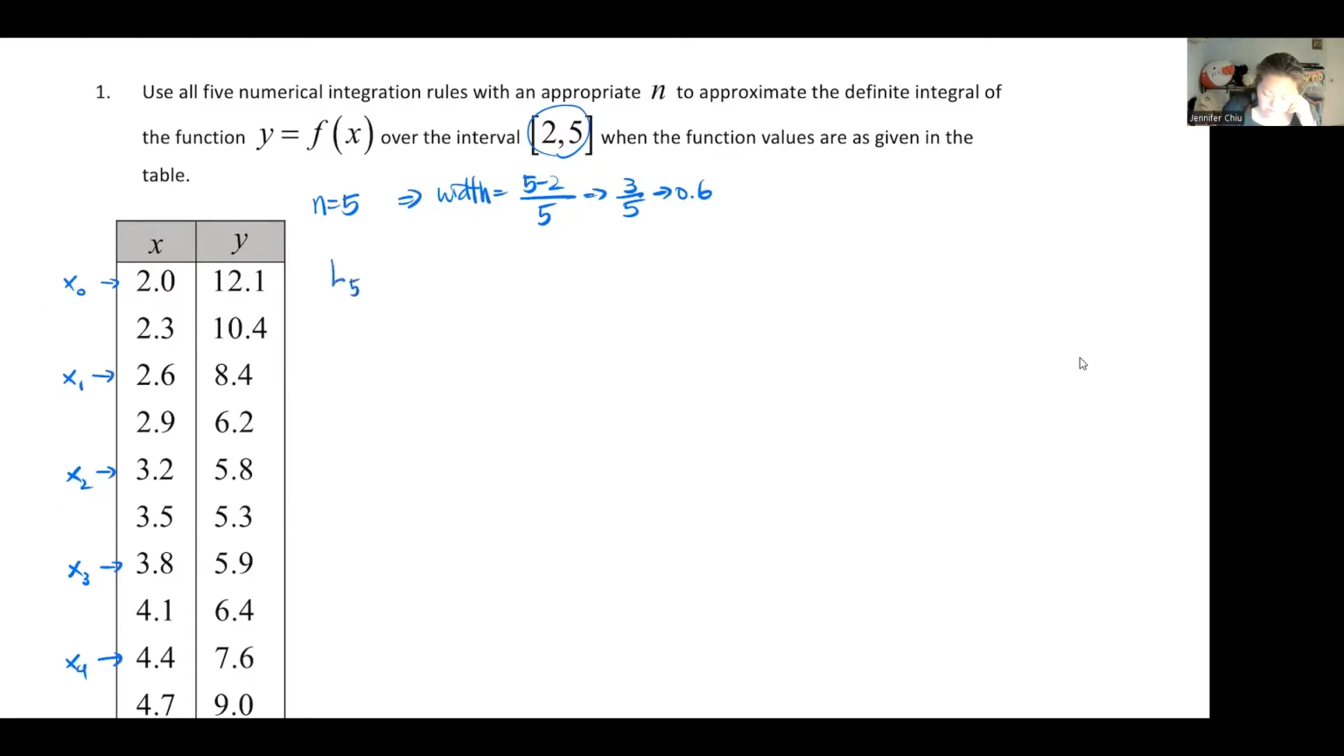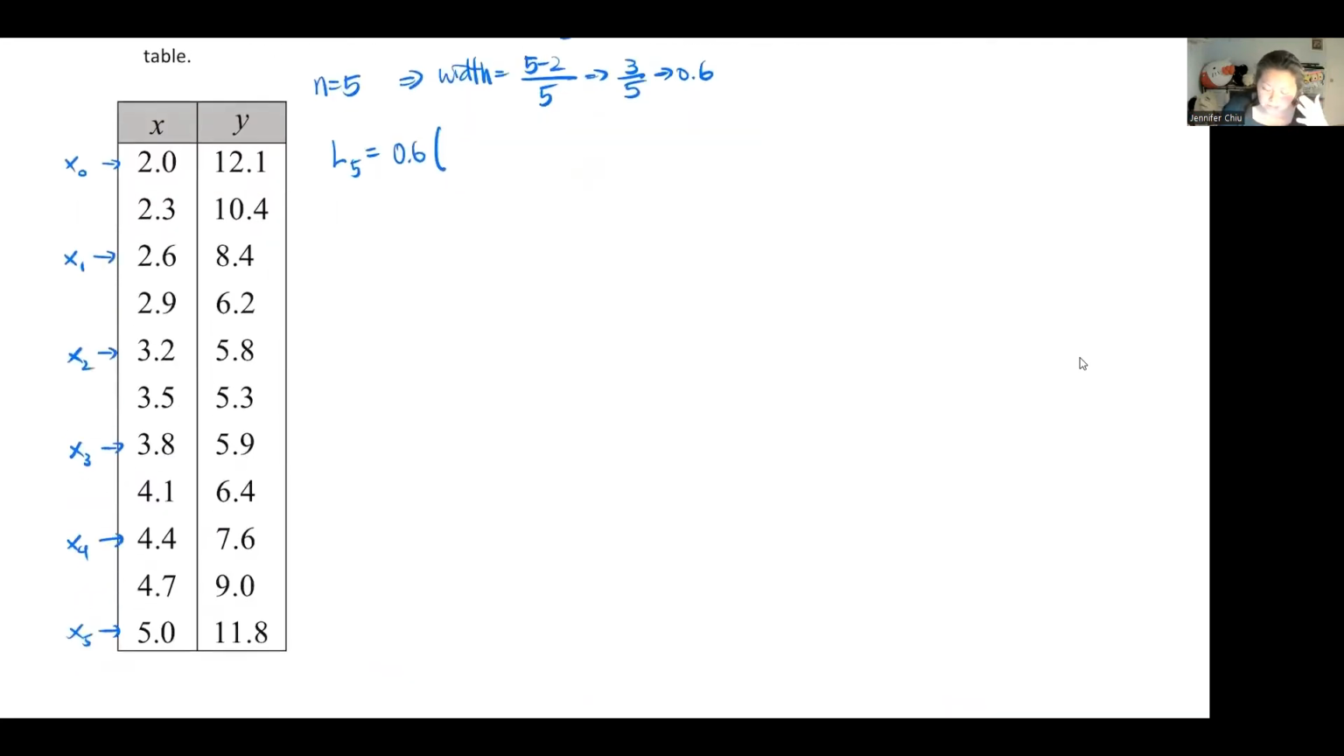So we start with LRAM. For LRAM, we have a width of 0.6, and LRAM says we use every y value except the last one. So which y values am I looking at? First, second, third, fourth, fifth, all 5 of those that I just highlighted. So 12.1, 8.4, 5.8, 5.9, 7.6, and the width is 0.6. The sum is 39.8, and times 0.6, I get 23.88.